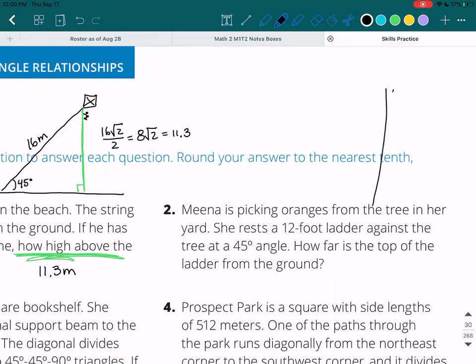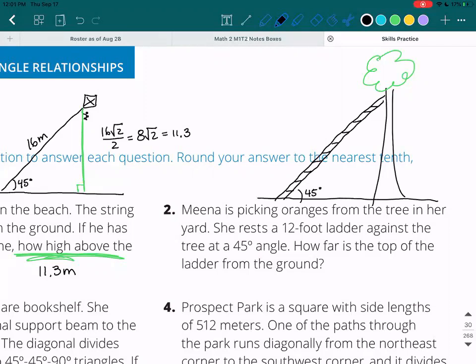Okay, here's my tree. Might as well use green. Sorry, my tree looks really weird. And then she has a 45-degree ladder. Here's her ladder. I'm going to draw it with really bad artistic perspective, so please ignore that. It makes a 45-degree angle with the floor. Of course, we want to find out how far the top of the ladder is from the ground.